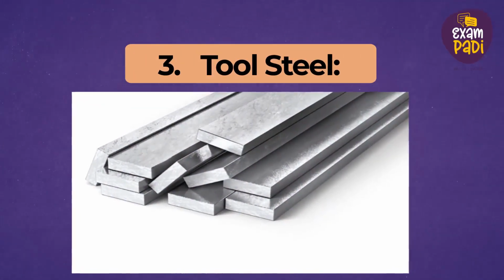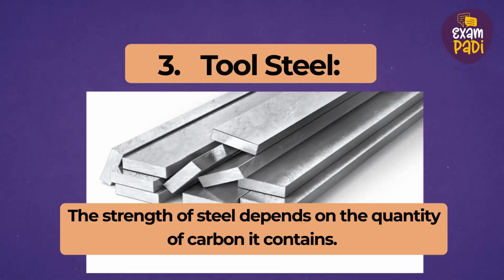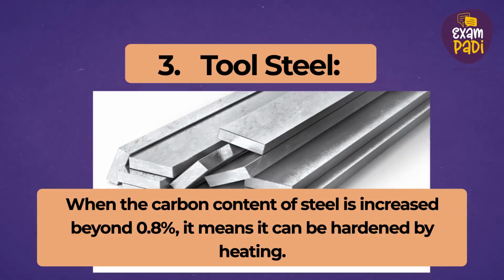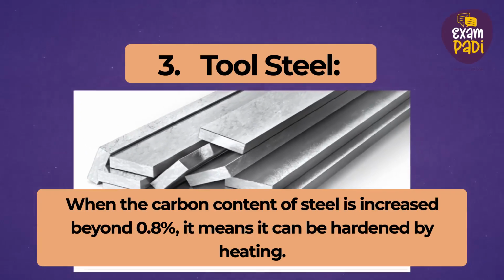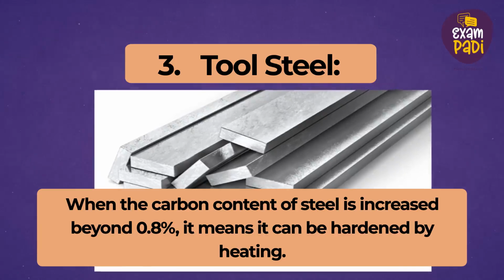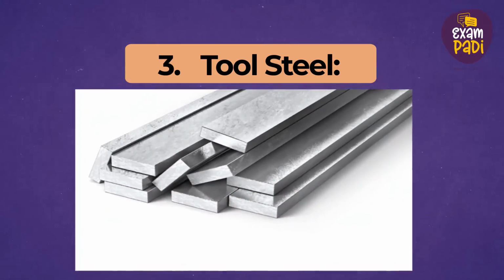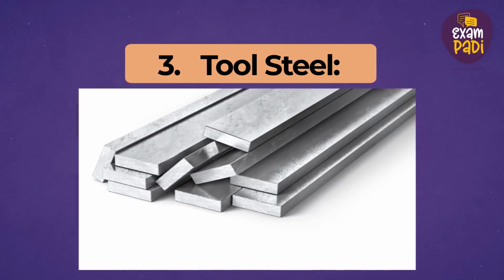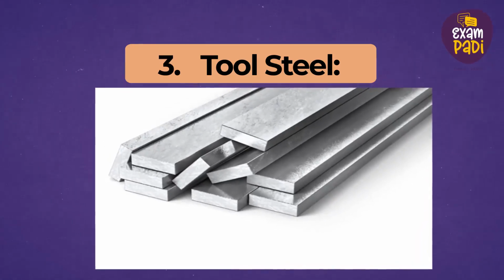Number 3, we have the tool steel. The strength of steel depends on the quantity of carbon it contains. When the carbon content of steel is increased beyond 0.8%, it means it can harden by heating. Such steel is called tool steel or cast steel. It is produced by high induction furnace.